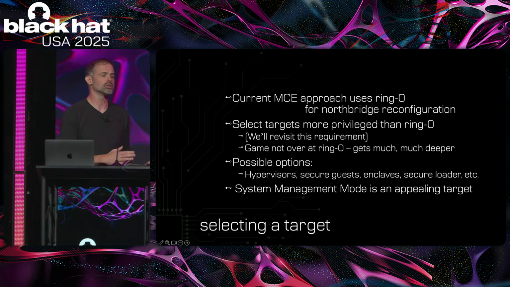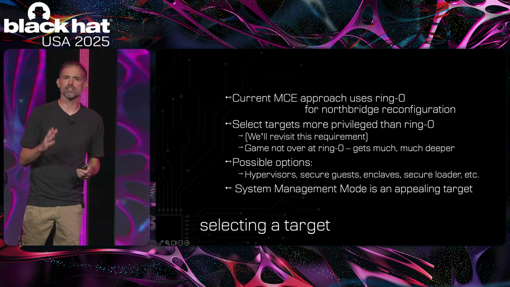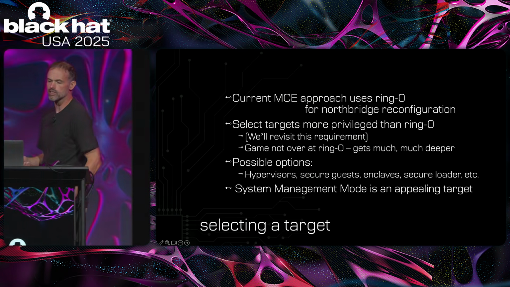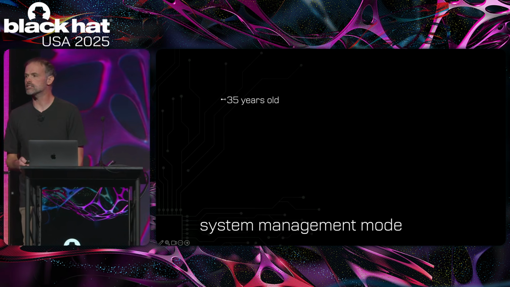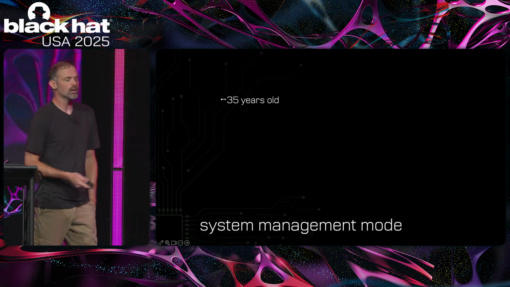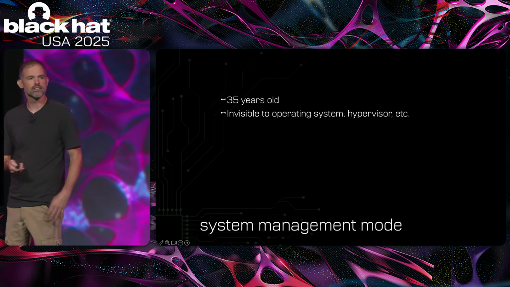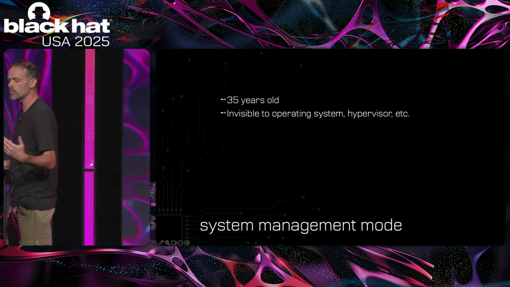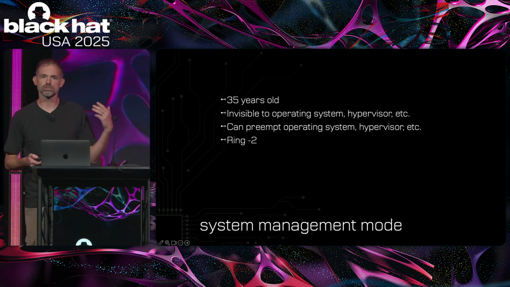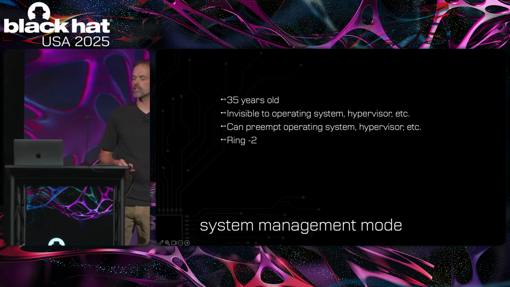Now, I almost didn't go with system management mode just because it's been done before, but it turns out SMM has lots of really interesting properties that make it a great case study for machine check exploitation. And on top of that, it's kind of a neat mode. If you're not familiar with SMM, it's been around on x86 processors for 35 some years. It runs in a mode that's invisible to the operating system, the kernel, the hypervisor. It can preempt the OS or the hypervisor. So some people call this ring -2, like negative rings, more privileged than these other modes of execution.